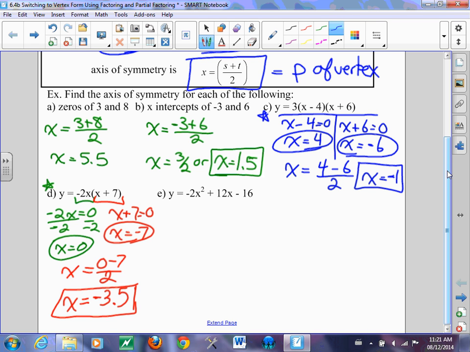This is standard form, and we want to put it into factored form. Okay, so the first thing we want to do is common factor out a negative 2. So we're going to take a negative 2 out. So we've got x squared minus 6x plus 8. Okay, now look inside our brackets, folks. We can still do some factoring in here.